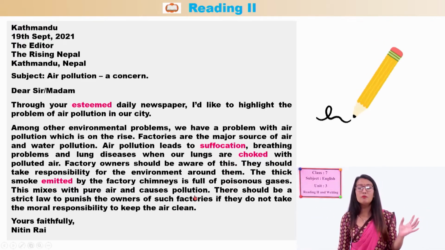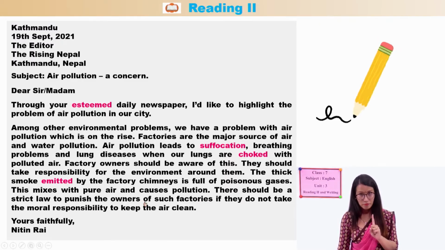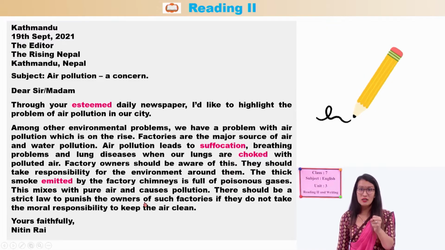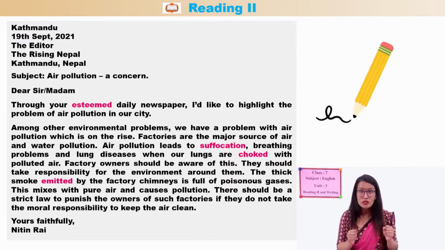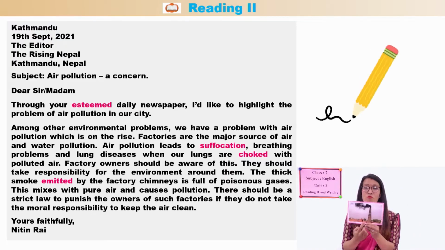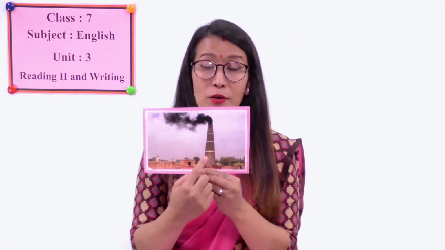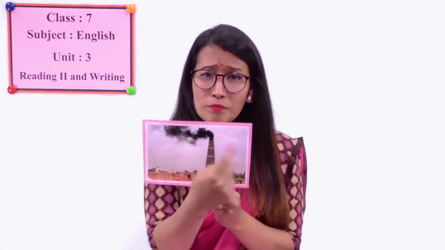Yes? There should be a strict law to punish the owners of such factories. There must be strict law. Yes? Strict rules and regulations to punish those factory owners who take out this kind of smoke. Look at this picture. Someone owns this big brick factory. And look, the chimney is emitting a lot of poisonous gas. So the one who owns this must be responsible for that, and there must be strict law.